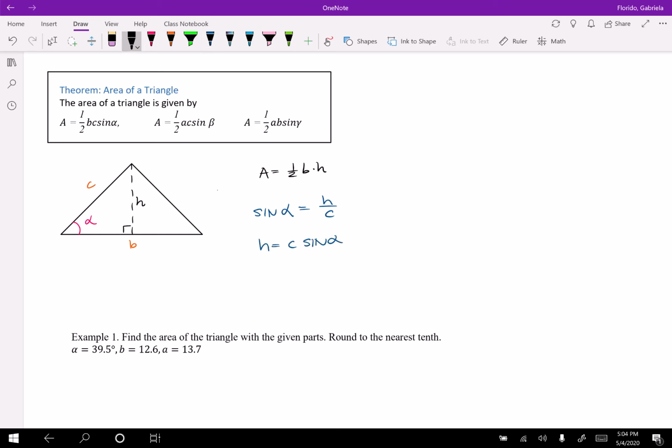And so I plug that into my original formula. A is equal to 1/2 b, and my h is c times sine of alpha. And notice that that's actually the first equation of the theorem. So we just proved it. All right, so again, you don't have to memorize them as long as you know how to derive them. All right, so let's actually get our hands dirty a little bit and try some of these examples.